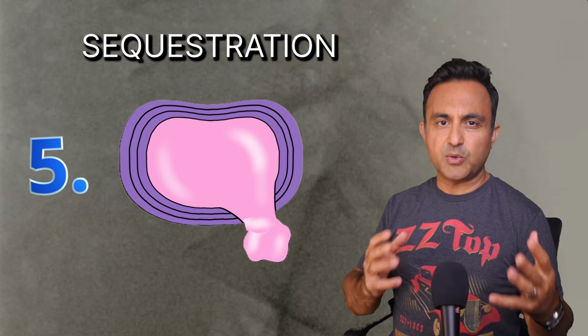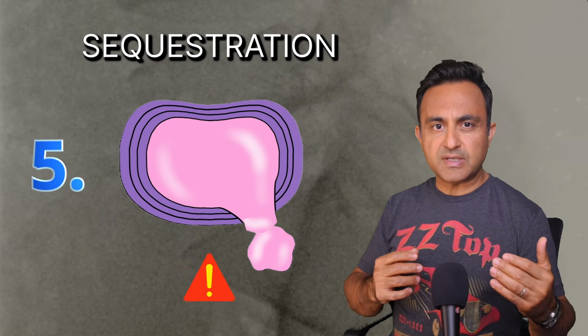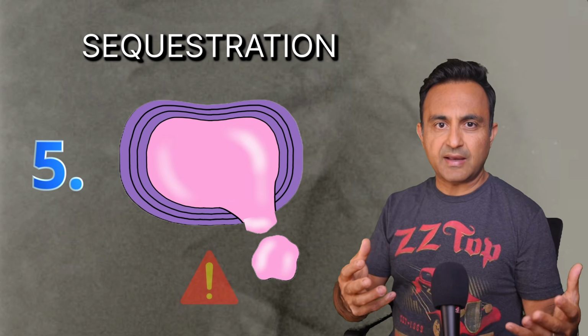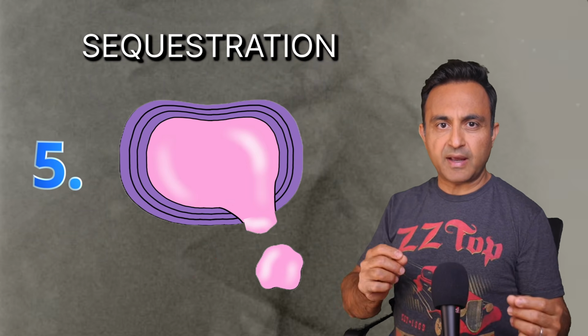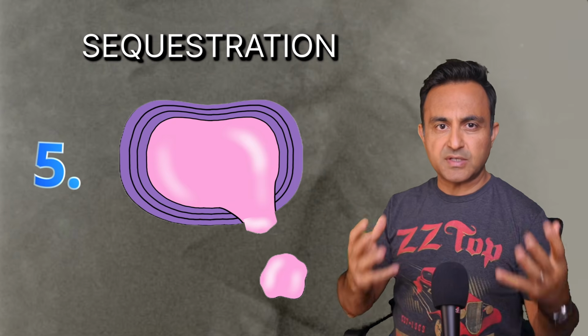The final stage is sequestration. When a part of the extruded disc breaks off completely and becomes like an island, it can migrate through the spinal canal and compress several nerves, causing severe sciatica.